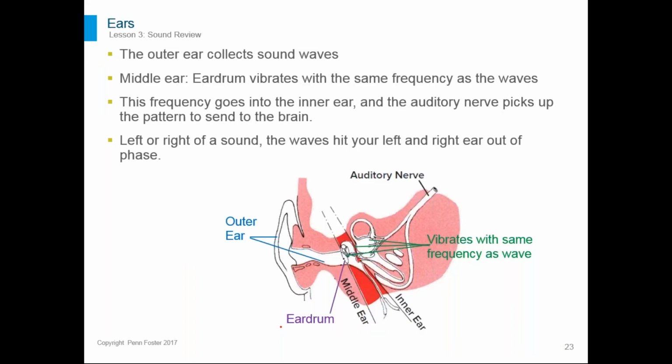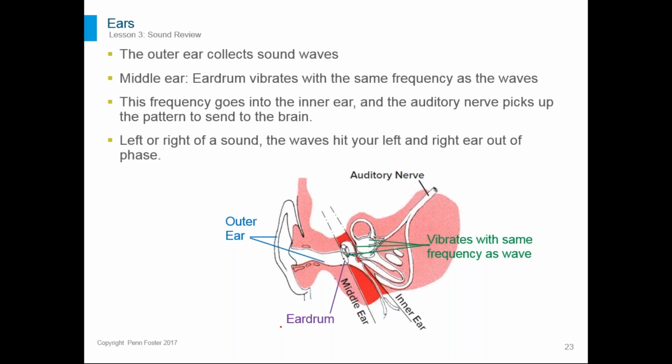And the way that you actually hear sound is your ears collect the sound, it goes through the middle ear, and there the eardrum vibrates with the same frequency as the waves that hit it. So remember, you can hear sounds of up to 20,000 hertz. So that means your eardrum can be vibrating 20,000 times a second. It's crazy. That frequency goes to the inner ear. It's repeated as it goes through different bones in your ear, and the auditory nerve picks up on that pattern and sends that pattern to the brain.